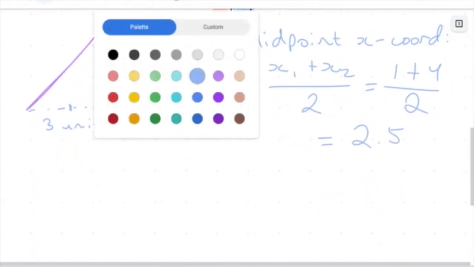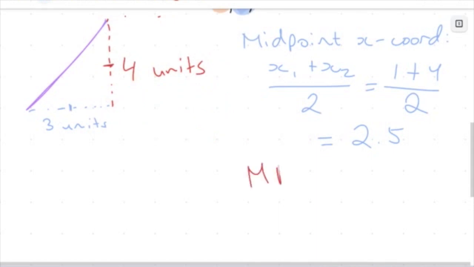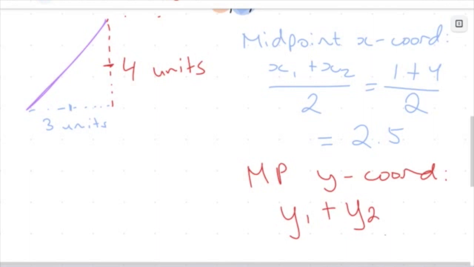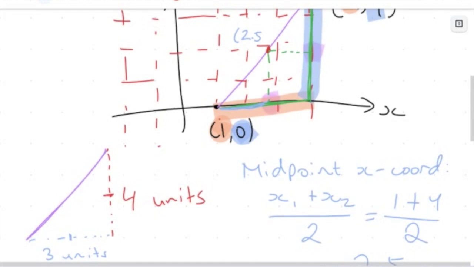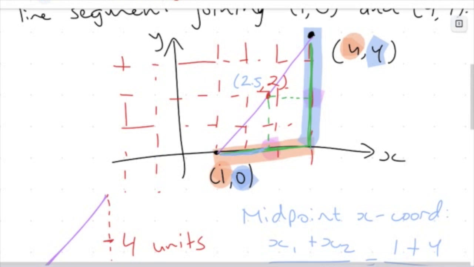Now, what about the midpoint of the y coordinate? Well, we're going to do the same thing. We're going to take our first y coordinate, add it to the other one, and then divide these by 2. So we get 0 plus 4 divided by 2. And 0 plus 4 gives me 4. 4 divided by 2 gives me 2. And that makes sense that this would be 2, because 2 is the number exactly in between 0 and 4.